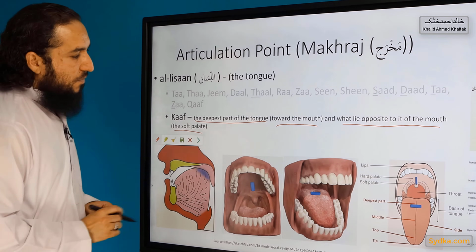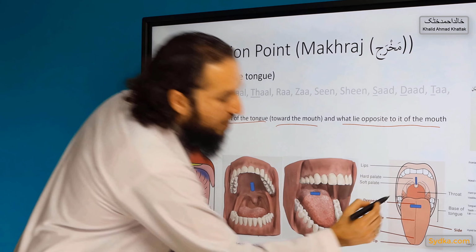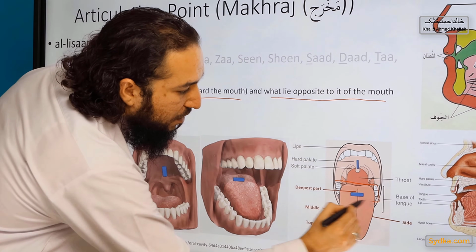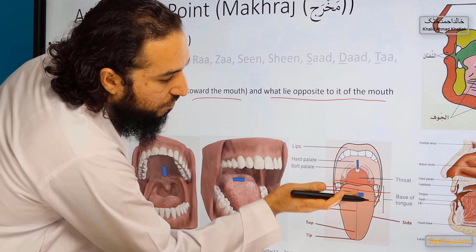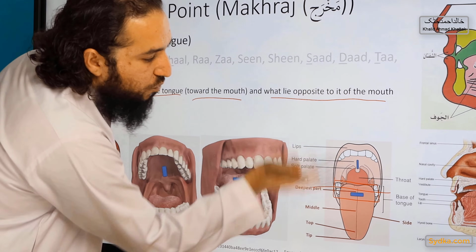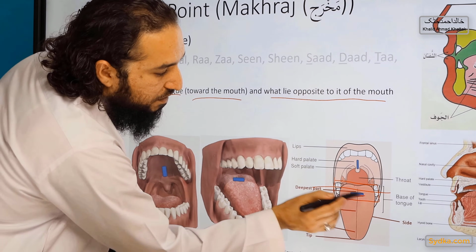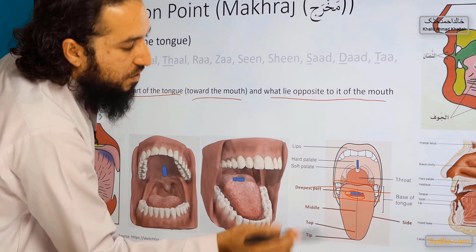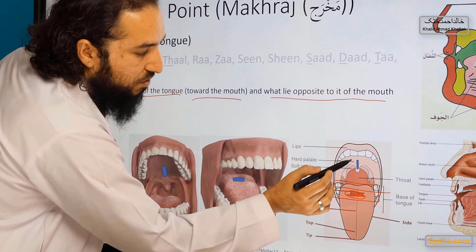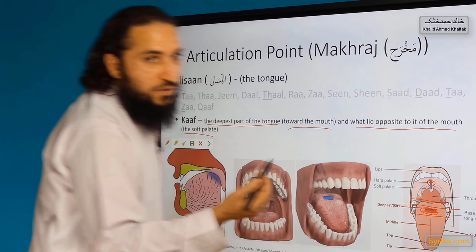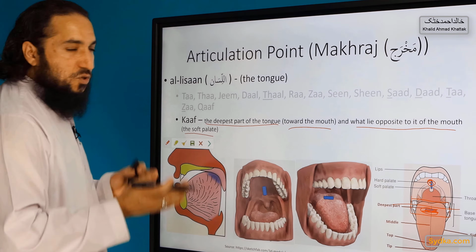Okay, so the deepest part of the tongue, we divide this into two. This side is towards the throat, and this side is towards the mouth or towards the teeth. We will be using this side, and this is going to touch what is opposite to it of the roof of the mouth, which is the soft palate, but towards the hard palate.